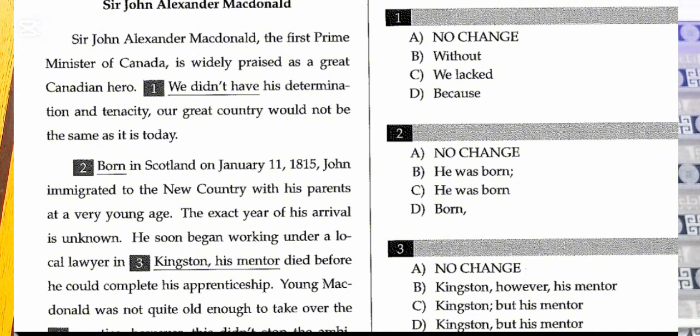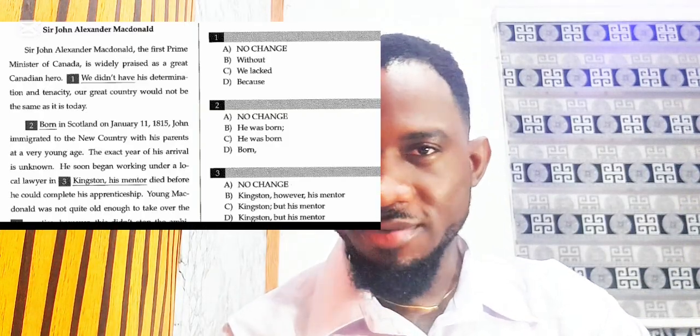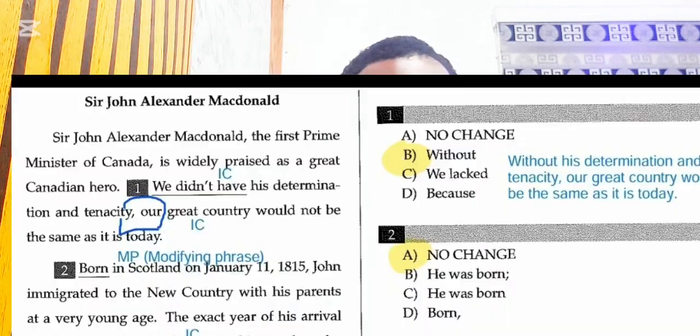Yeah, very well. The next example we have: born in Scotland on January 11, 1815, comma, John immigrated to the new country with his parents at a very young age. Is this wrong? It is not wrong, because that expression that begins the sentence, born in Scotland on January 11th, 1815, is a modifying phrase. So typically I'm left asking who was born in Scotland on this date. John immigrated. So John is the proper subject referred to in that modifying phrase.